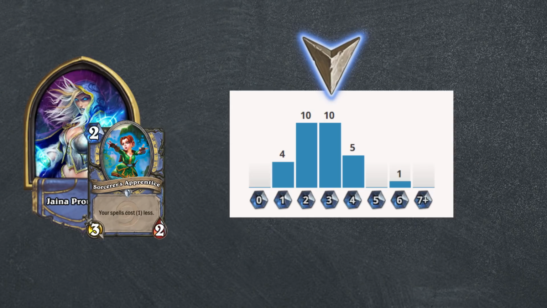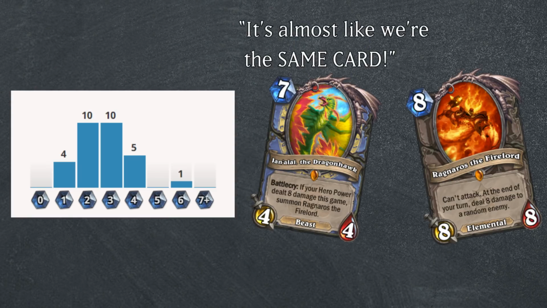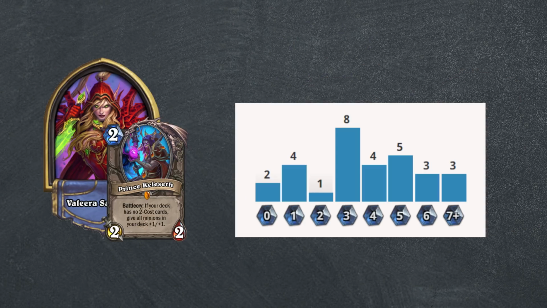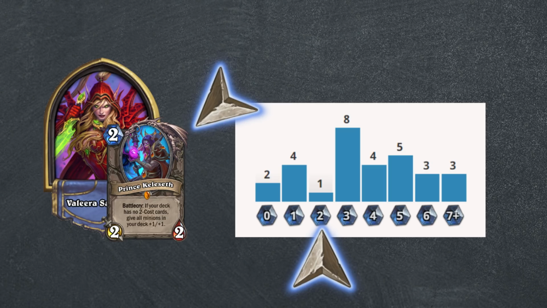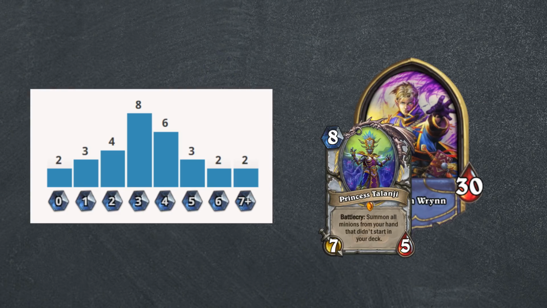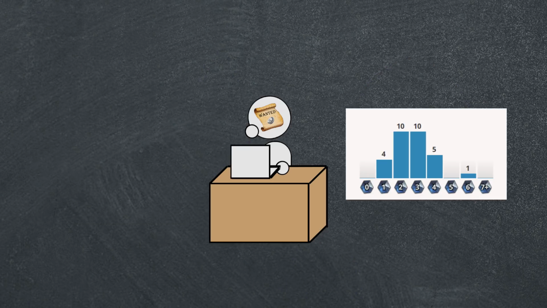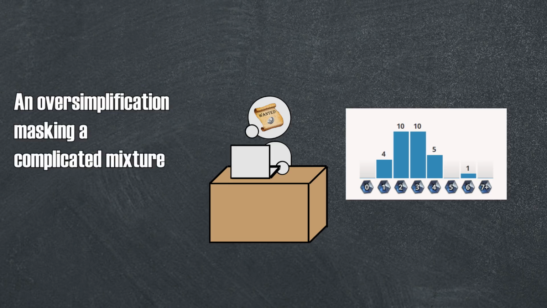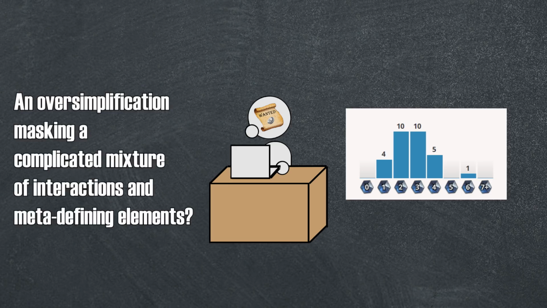Why does this curve peak at 3 drops? Is there any reason we can't see 8 mana cards separate from the 7 cost ones? How does this curve work if it only has 1 2-drop? Why does this curve look perfect but its deck is garbage? Is all of this curve talk just an oversimplification masking a complicated mixture of interactions and meta-defining elements?